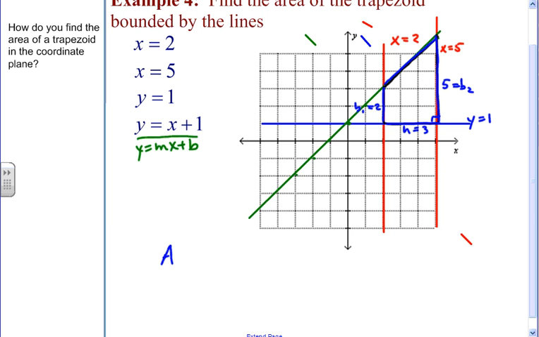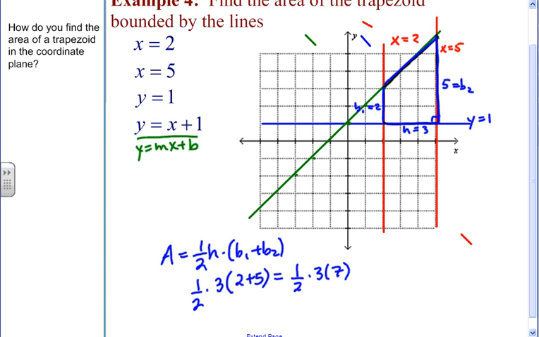So area is equal to 1/2 the height times the sum of the bases. So in this case, that's going to be 1/2. The height was 3, and the two bases were 2 and 5. So simplifying that, it's going to give me 1/2 times 3 times 7. And let's see, 3 times 7 is 21, and half of 21 is 10.5. So the area here is about 10.5 square units.